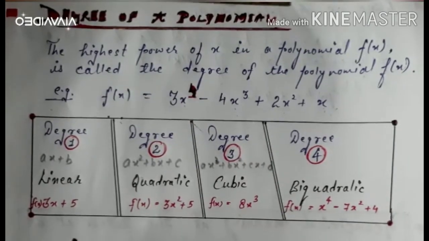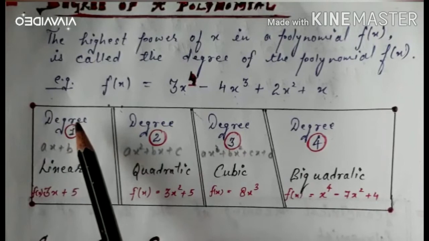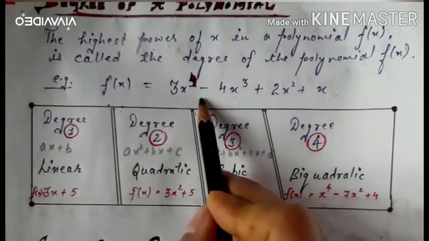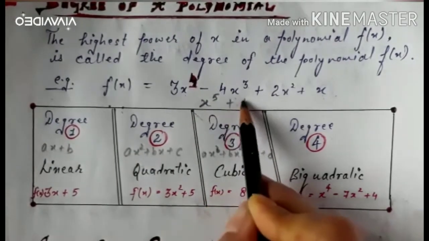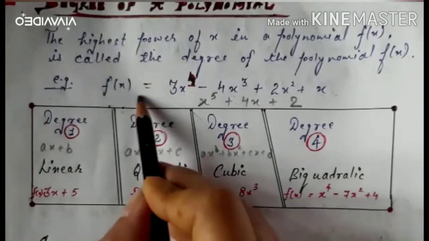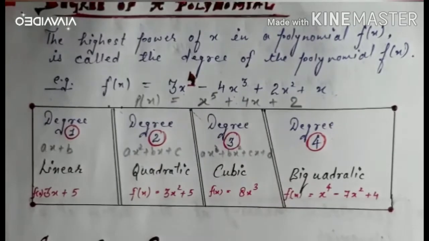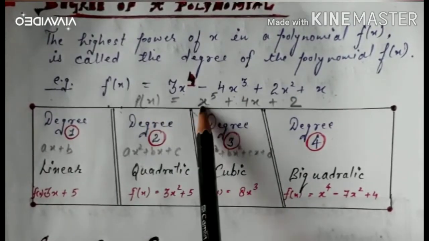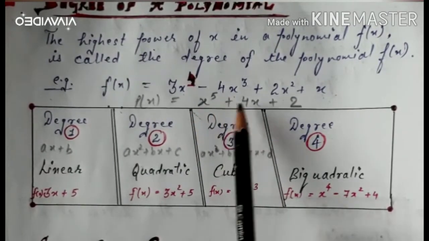Now come to the next one. Suppose I will tell you and you will tell me. I have taken here a polynomial of which variable? The x variable. This is p(x) equal to x power 5 plus 4x plus 2.